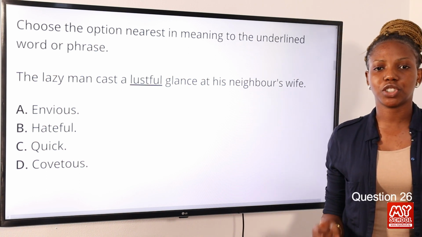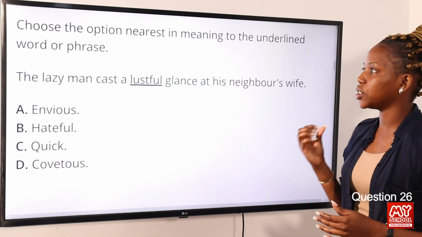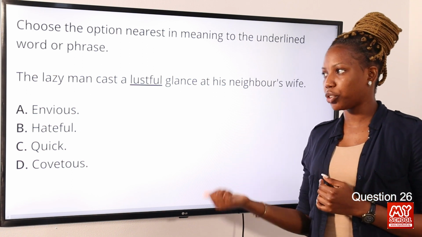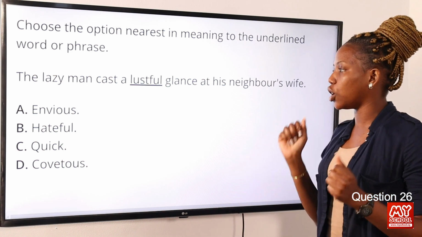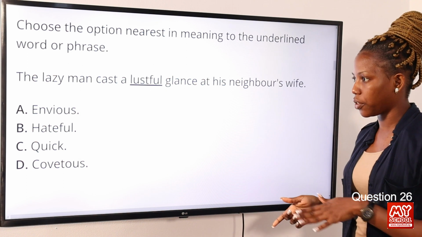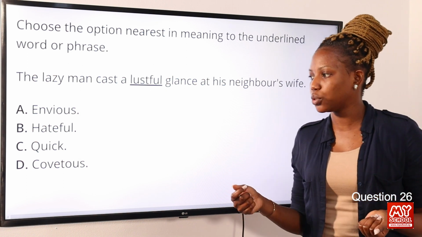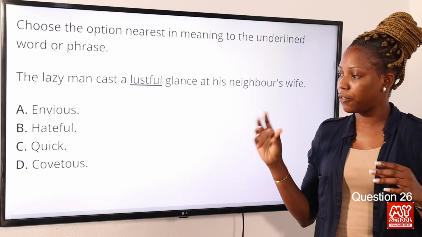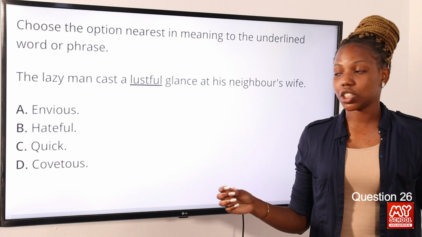Now moving on to question 26. Choose the option nearest in meaning to the underlined word or phrase. The lazy man cast a lustful glance at his neighbor's wife. Option A, envious. Option B, hateful. Option C, quick. Option D, covetous. Now the answer to this question is covetous.